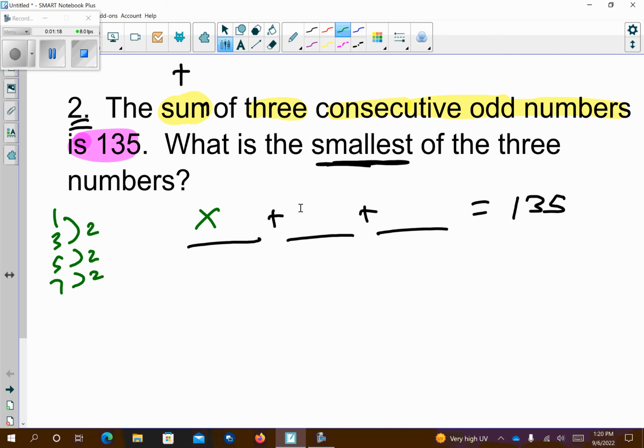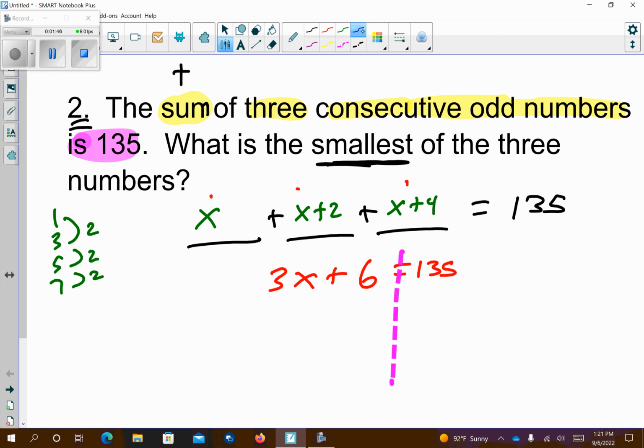So if the first number is x, the next number has to be x plus 2. And then the next number has to be 2 more than this one or 4 more than this one. So that's x plus 4. Okay, so now we can combine like terms. x plus x plus x is 3x. 2 plus 4 is 6. And then equals 135. Now we're ready to start solving it. I'm going to subtract 6 from both sides. So I get 3x is equal to 129, I believe.